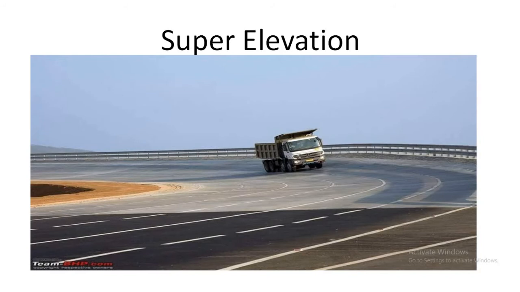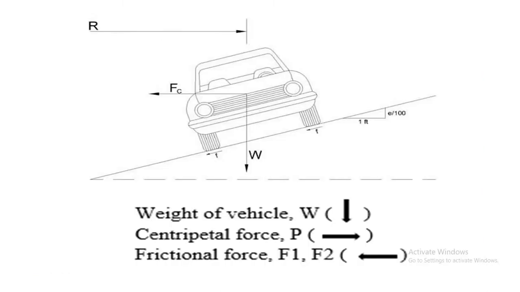So guys, this is the super elevation. The inner side value is less and the outer side is raised, so the width will be maximum from the inner side to the outer side. We can say like this: the weight of the vehicle is downwards, we know the centrifugal force is P, and the frictional forces F1, F2 are also there.